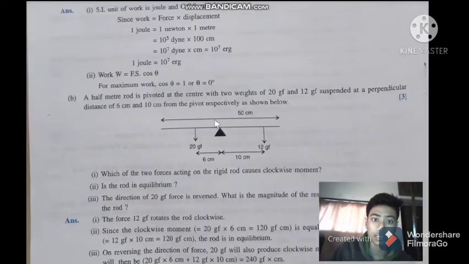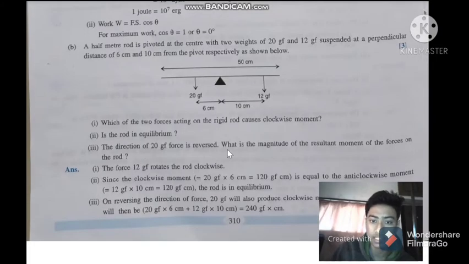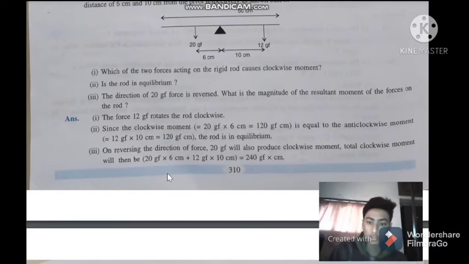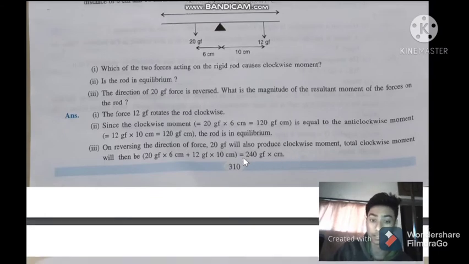Now, the next question states that the direction of the 20 GF force is reversed. What will be the magnitude of the resultant moment of force on the rod? So you need to calculate that. You would write: on reversing the direction, the 20 GF force will also produce a clockwise moment, and the total clockwise moment will be 20 GF into 6 centimeter plus 12 GF into 10 centimeter. Ultimately, it is going to come to 240 GF centimeter.